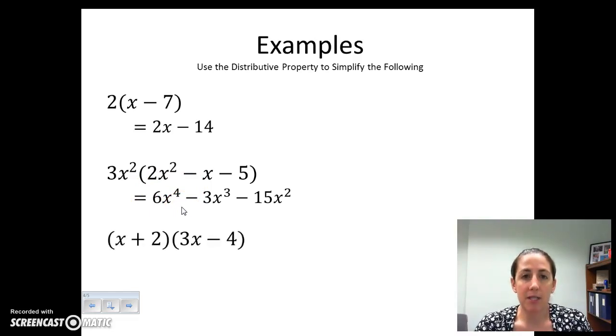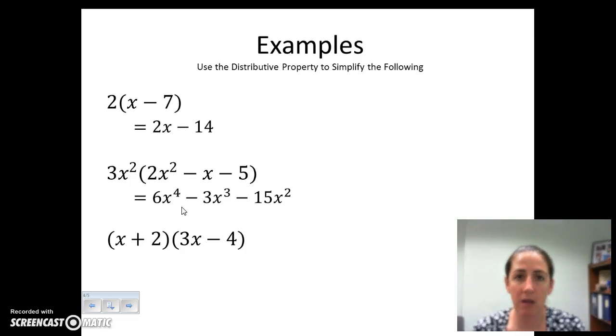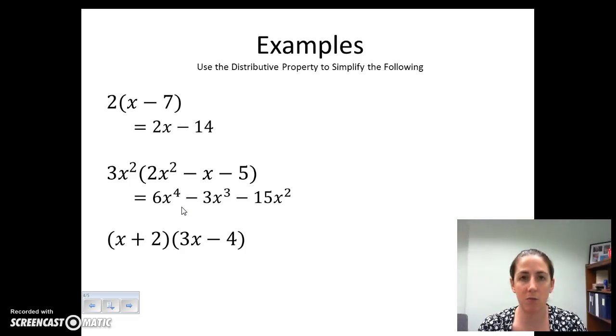Now we're going to talk about the situation where you have an algebraic expression that has addition and subtraction in it being multiplied to another algebraic expression with addition or subtraction. What you need to do is every term from the first group needs to be distributed to every term in the second group. Everybody gets everything. You need to be fair.